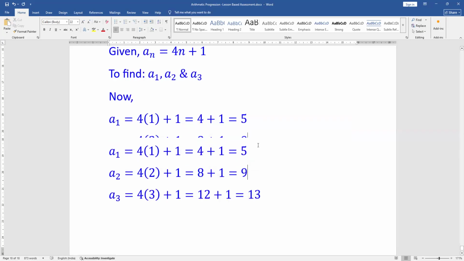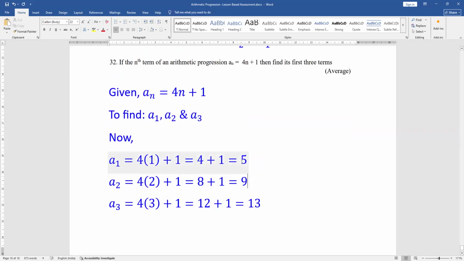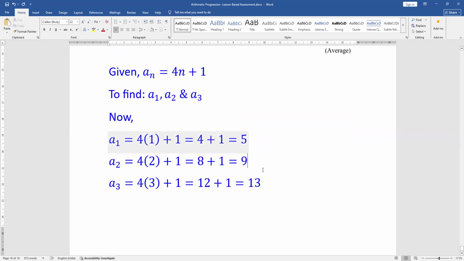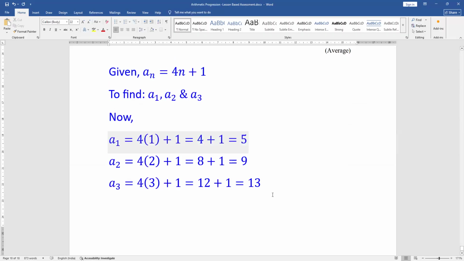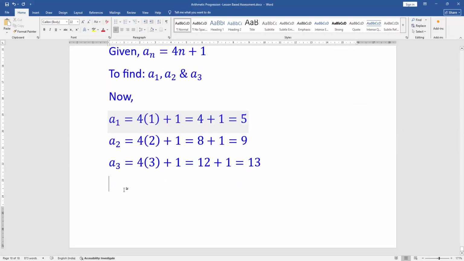If they ask for the common difference, what do you do? Subtract. 9 minus 5 how much? 4. You can see, 13 minus 9 is also equal to 4. So that is how you should be able to identify the requirements. Now next I move on to the next one. I think we'll be taking the rest in my next video.